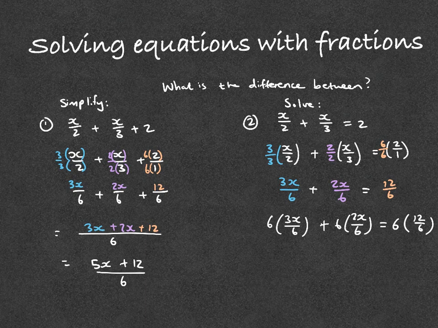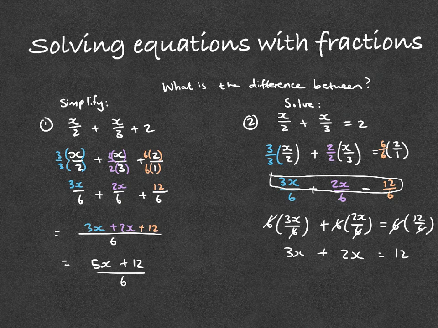As long as I do it, if I multiply or divide, I need to divide or multiply every single term. And then what we get is 6 divided by 6 is 1, so we get 3x. 6 divided by 6 is 1, we get 2x. 6 divided by 6 is 1, we get 12. Okay. Ooh, which is exactly the same as what? It's exactly the same as just all those numerators.